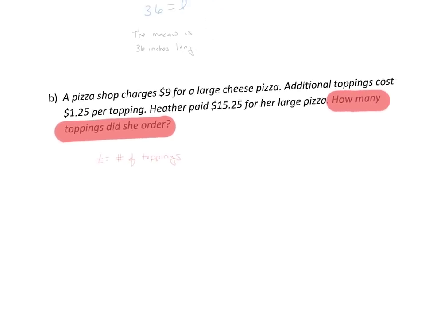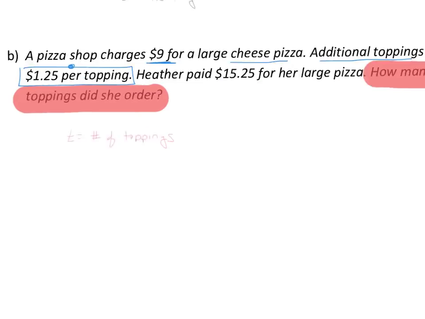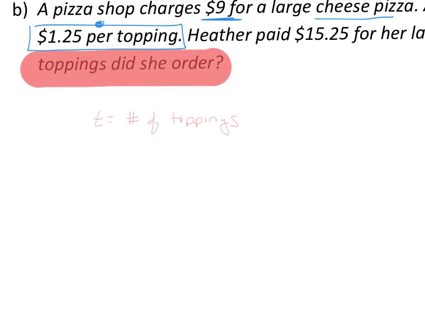What I know so far is that a large one is $9 for just cheese, and then additional toppings cost $1.25 per topping. While we haven't talked a lot about it, the word "per" normally means times, so you're going to multiply. I know she paid $15.25 total, so it's going to equal $15.25. It says $9 for a plain cheese pizza, and then $1.25 for each topping.